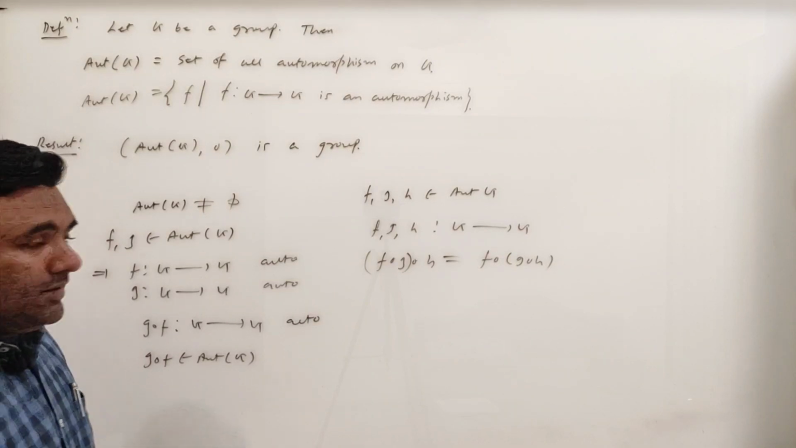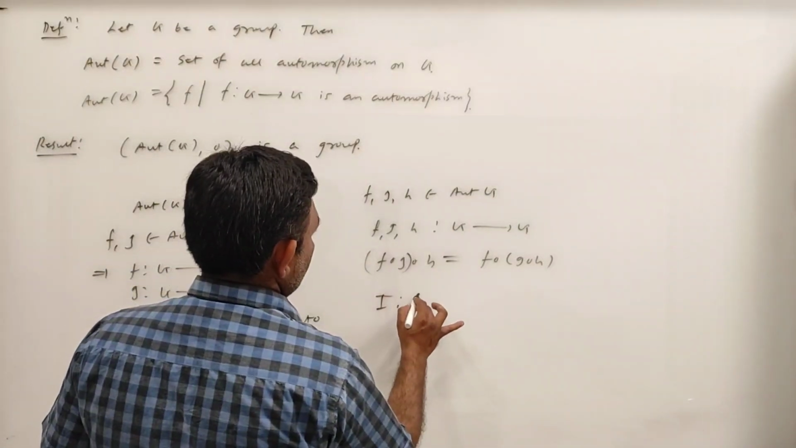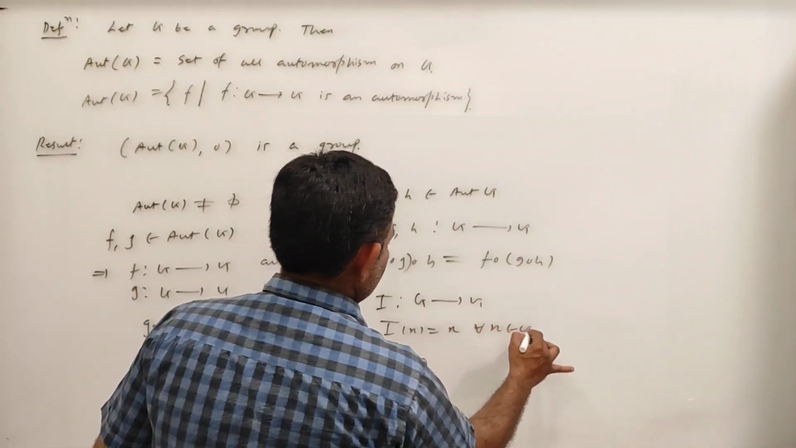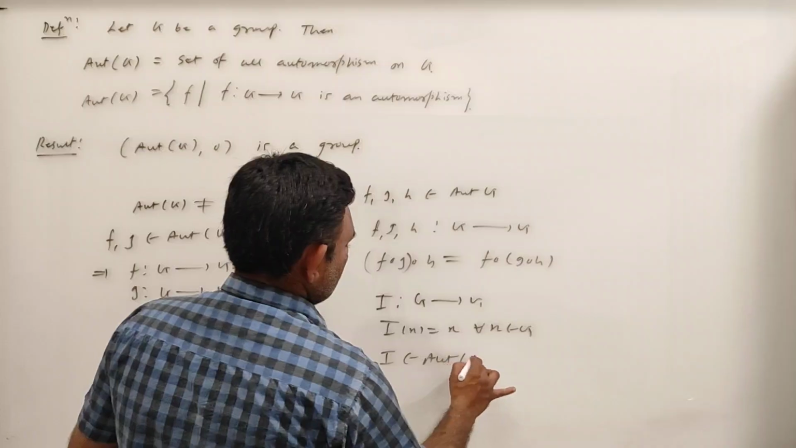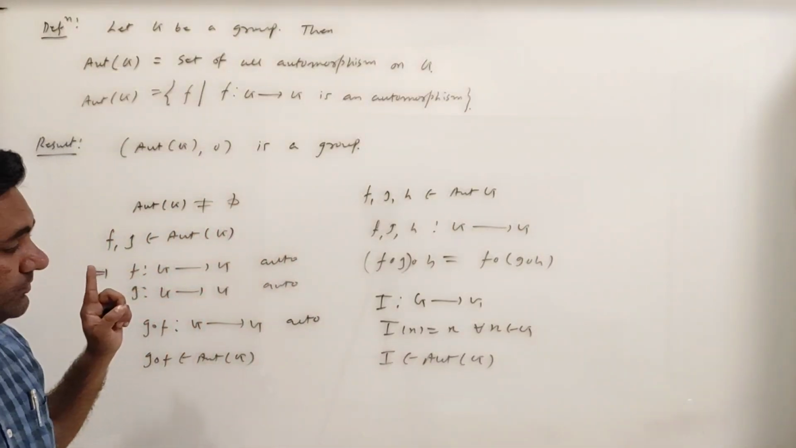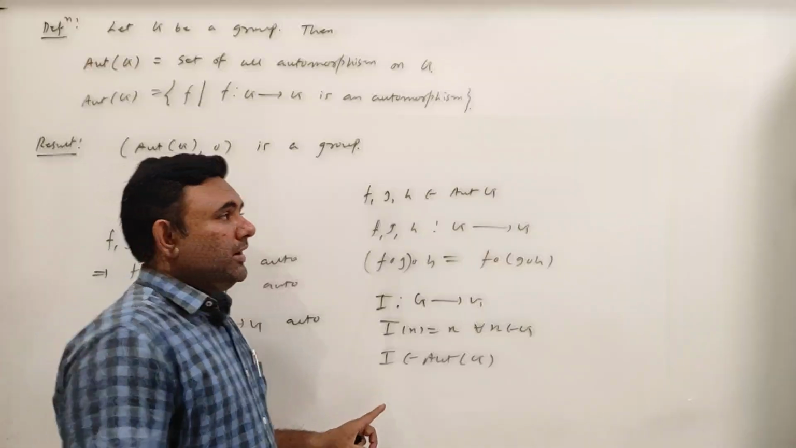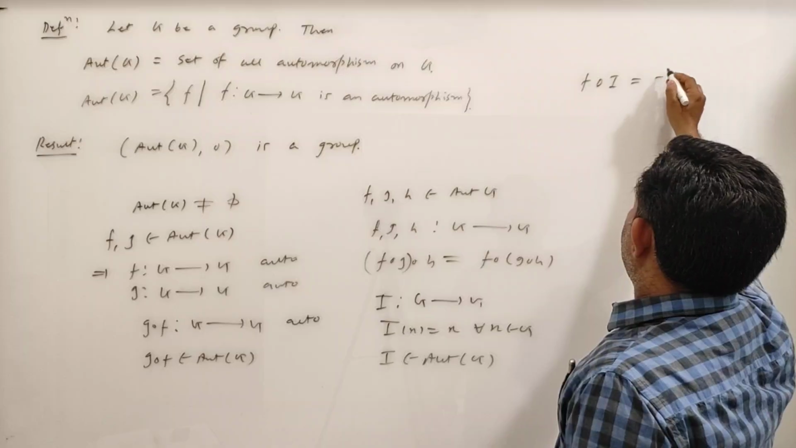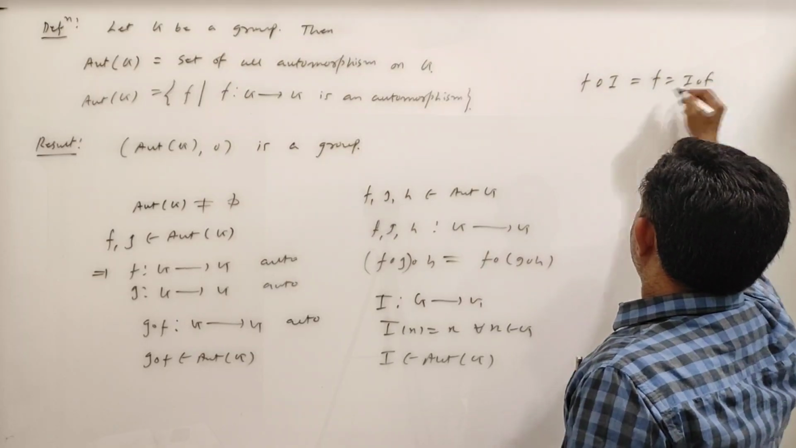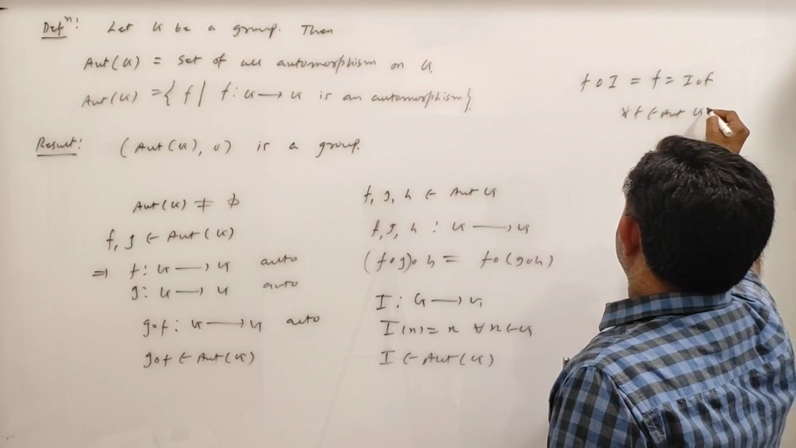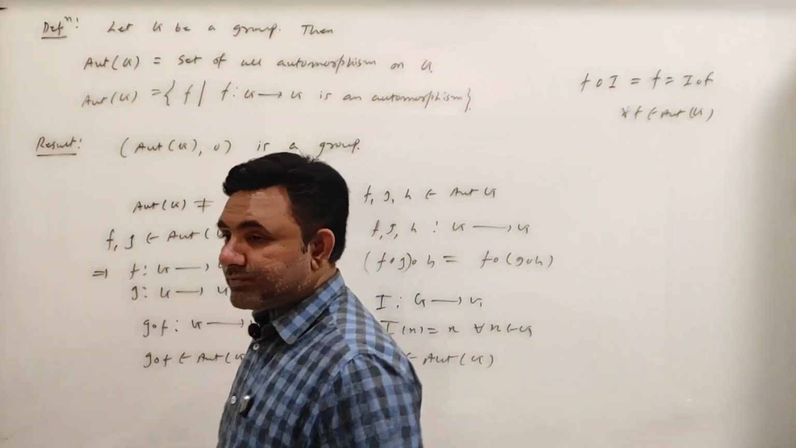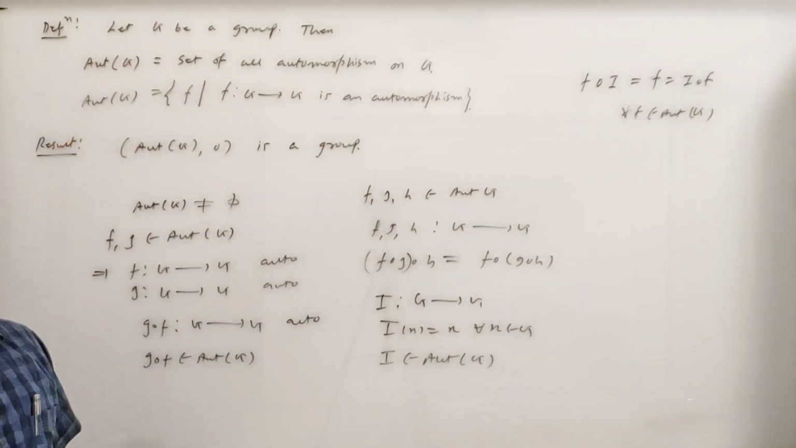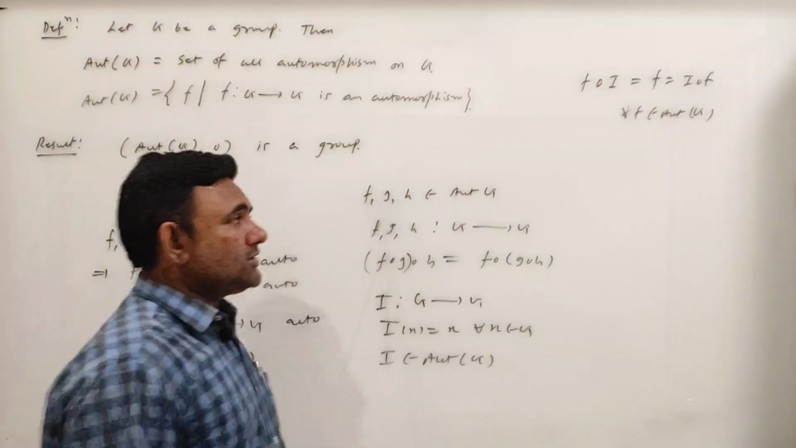Now what about the identity element? You consider this map I, a mapping from G to G, defined as I(x) equal to x for all x belonging to G. Then I belongs to Aut(G), as we discussed. It is one-one and onto and preserves composition, and if you consider the composition of f with I, then f o I is equal to I o f is equal to f, for all f belonging to Aut(G). So the identity map is the identity element of Aut(G).